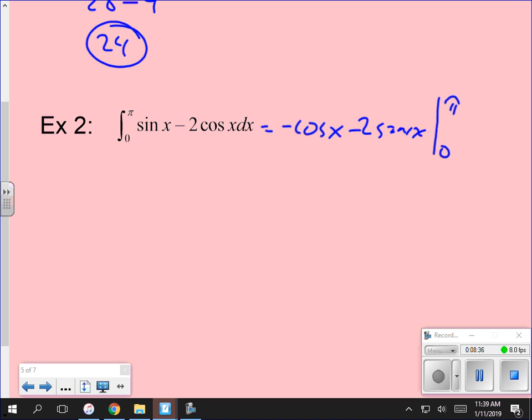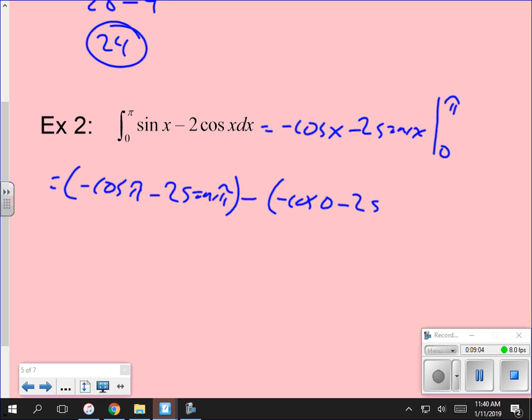Yeah, the antiderivative of sine is negative cosine. The antiderivative of negative cosine is negative sine. I have that 2 as my constant. This has a constant up front. Equals negative cosine of pi minus 2 sine of pi, minus negative cosine of 0 minus 2 sine of 0.